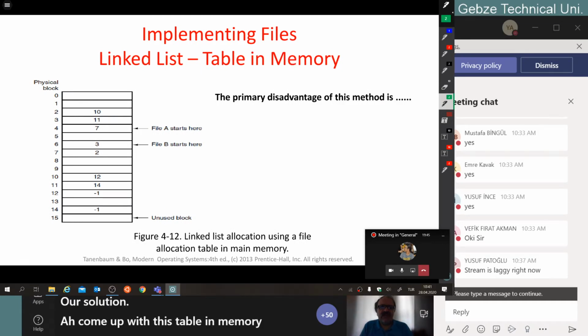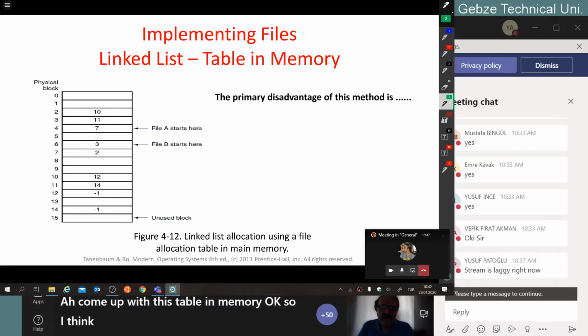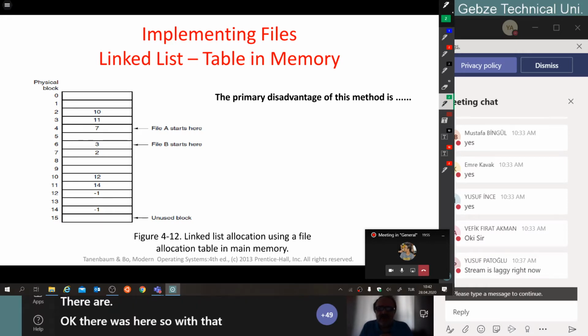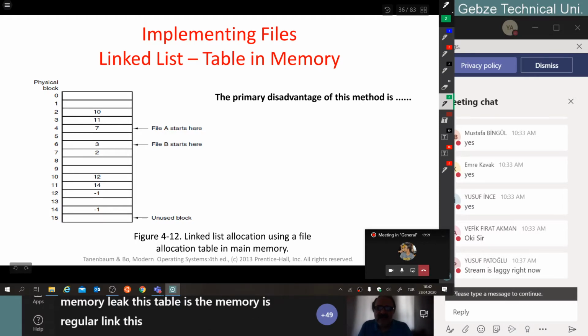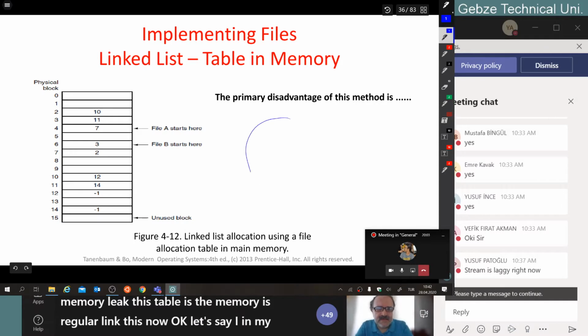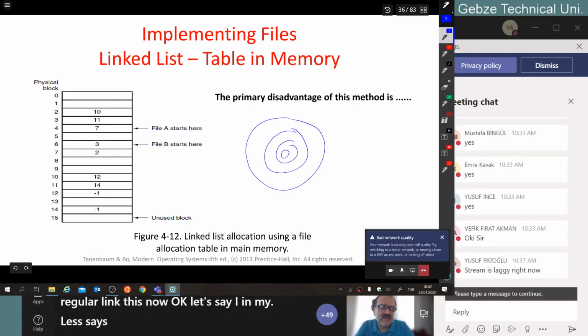Okay, so I think last time we stopped here. Our solution was here. It was a table in the memory. So with the table in the memory, a linked list table in the memory, it's a regular linked list now. Okay, let's say in my disk partition.